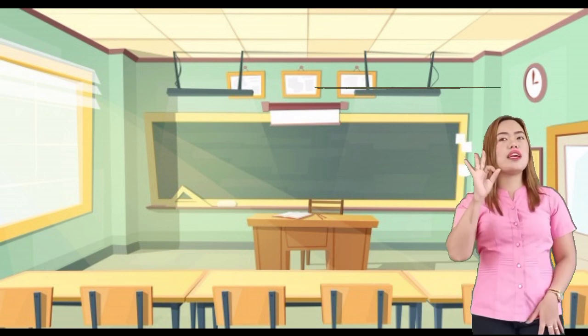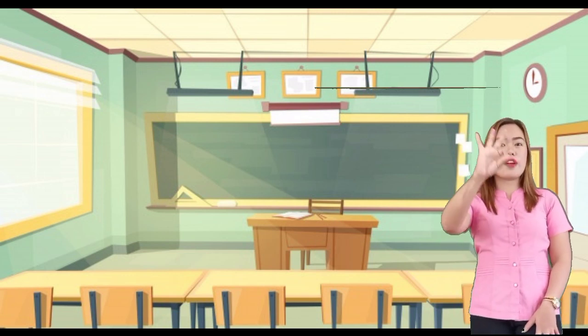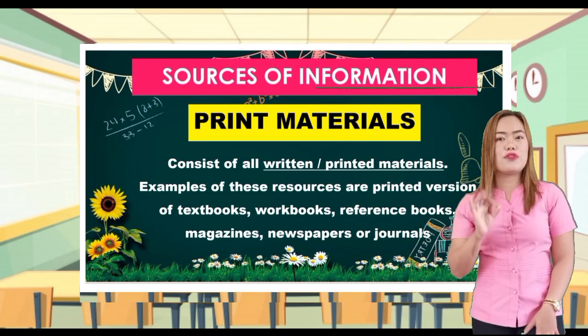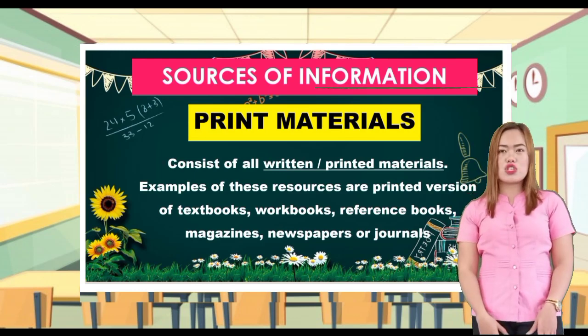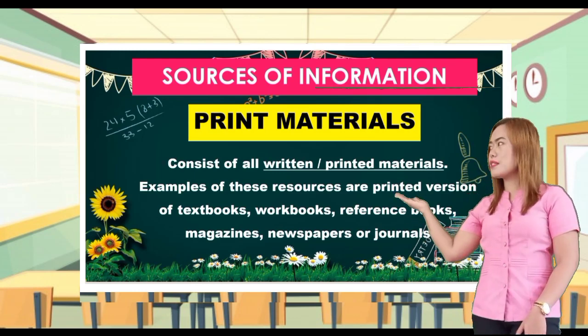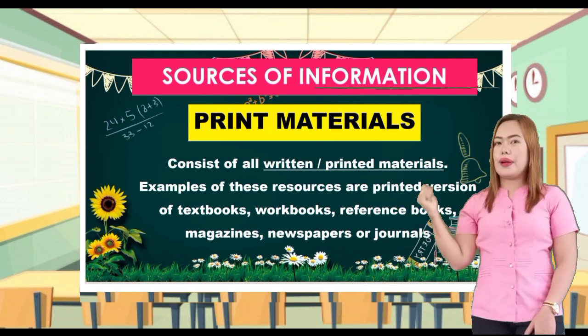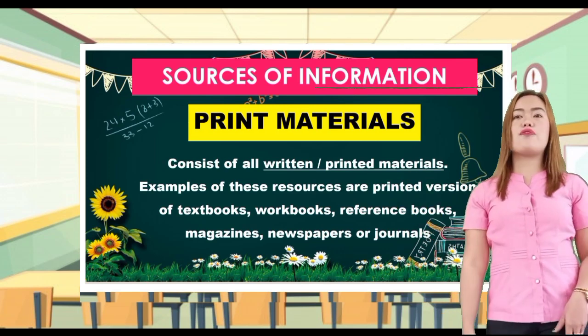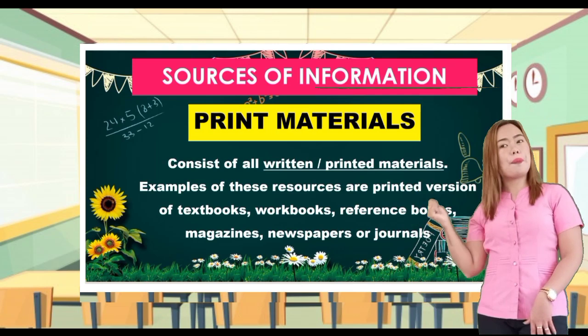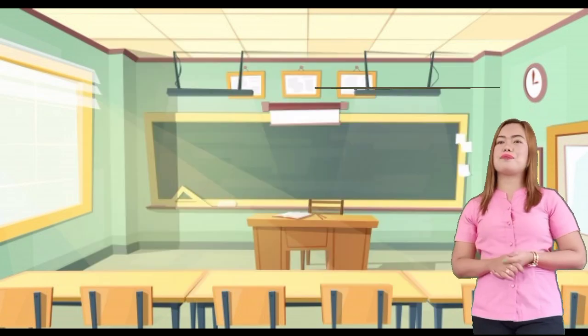Now class, here is the different sources of information. Okay, we have 3 different sources of information. The first source of information is the print materials. Print materials consist of all written or printed materials.